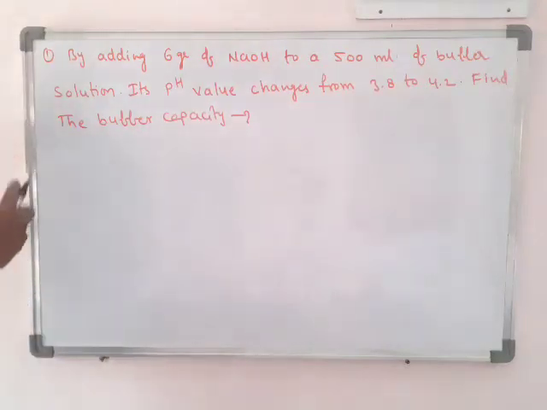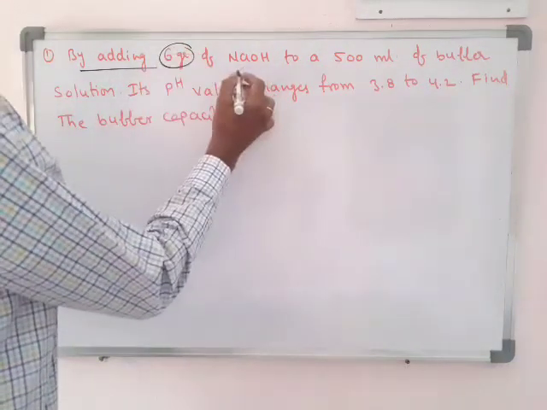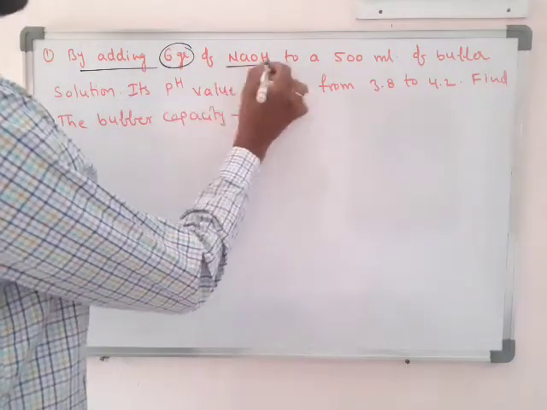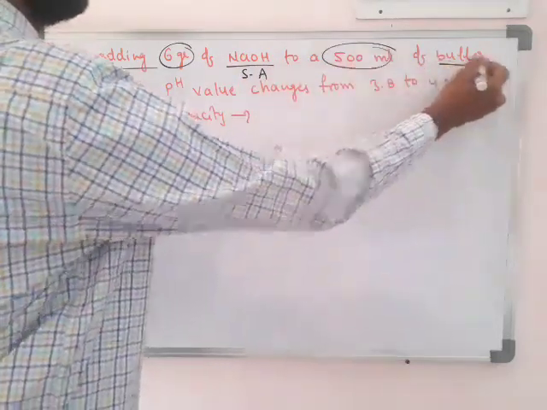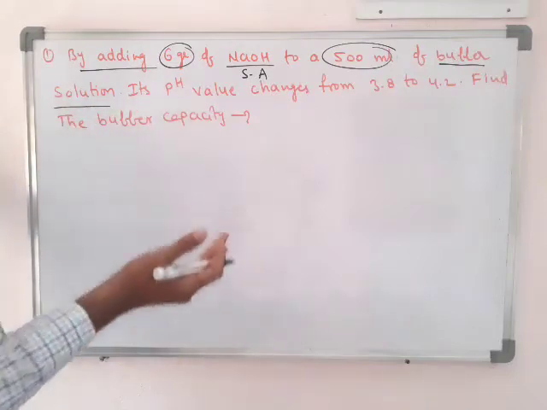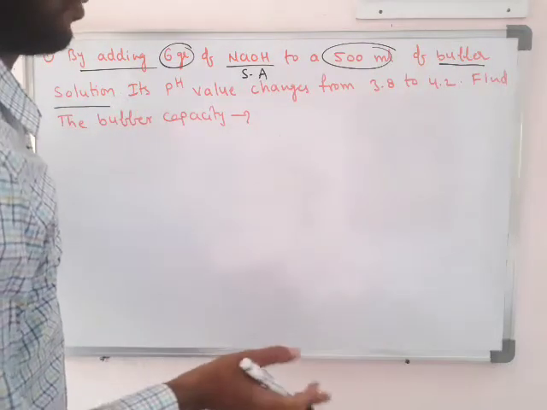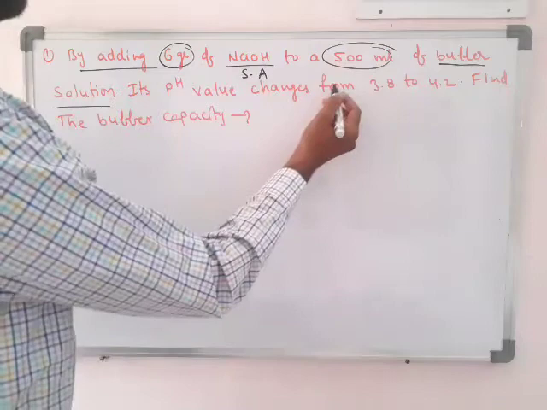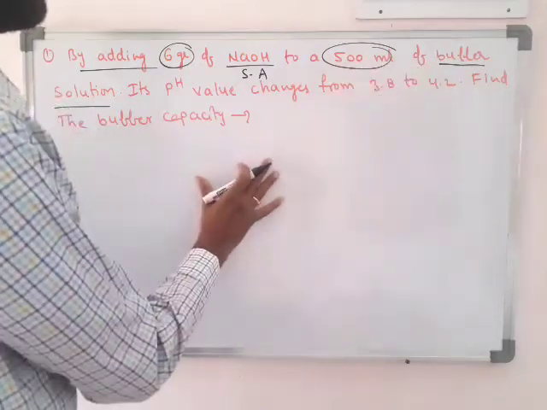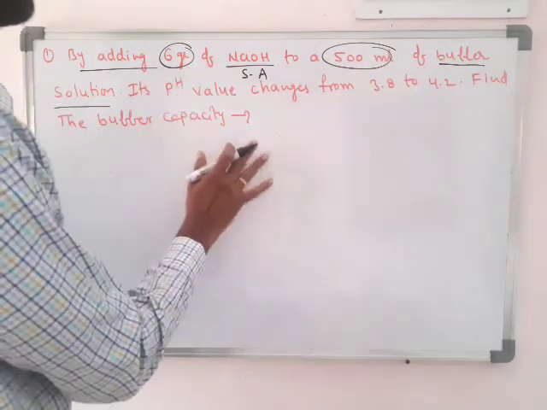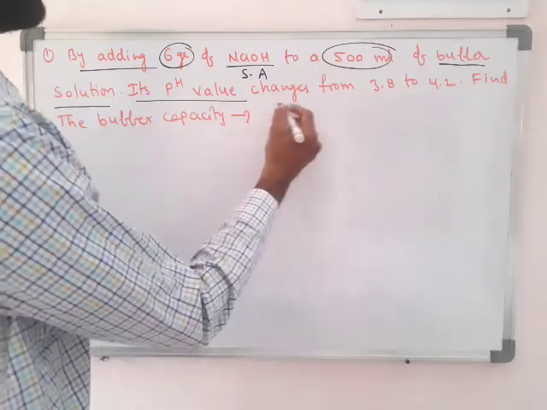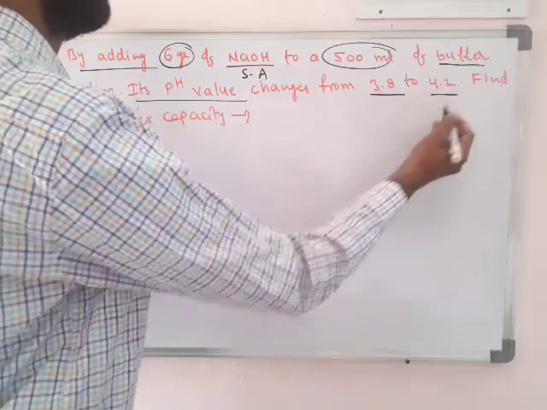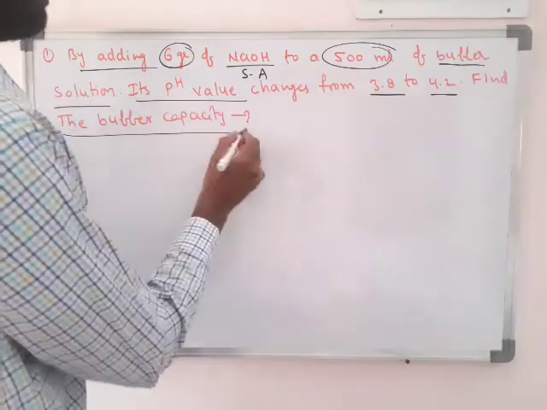So by adding 6 grams of sodium hydroxide, we know that sodium hydroxide is a strong base, to a 500 milliliter buffer solution. So it may be an acidic buffer or a basic buffer, whatever. To that 500 milliliter buffer solution, 6 grams of sodium hydroxide is added. Then its pH value changes from 3.8 to 4.2. So find the buffer capacity.